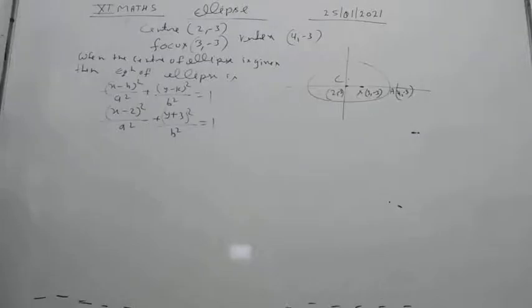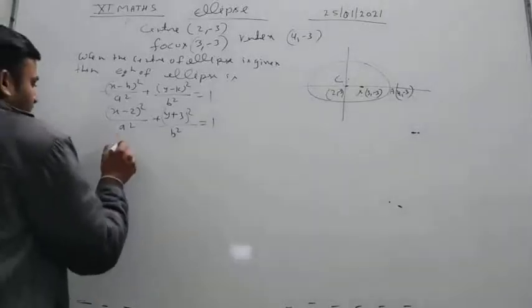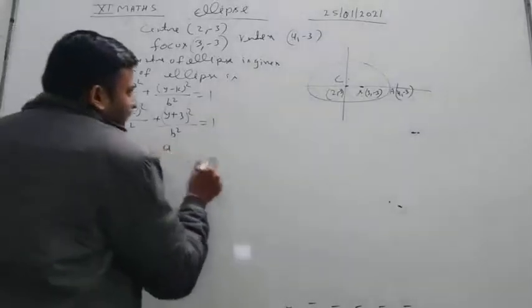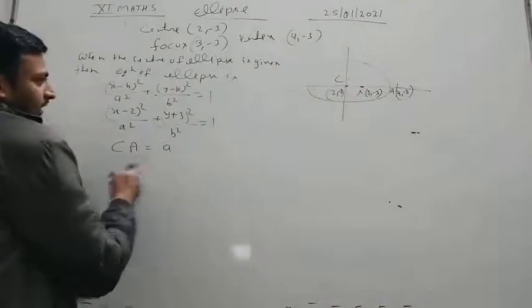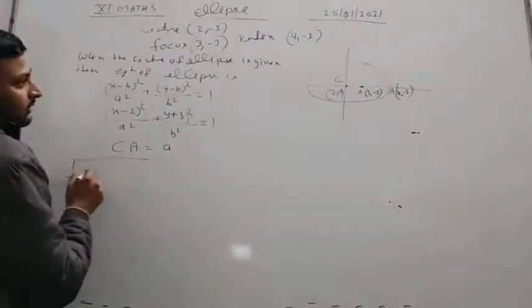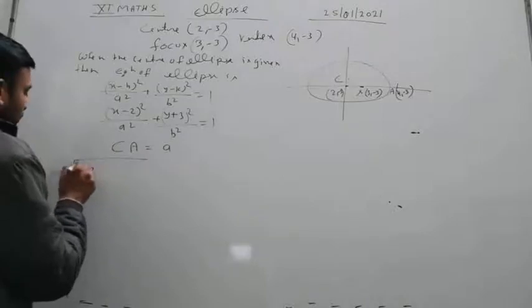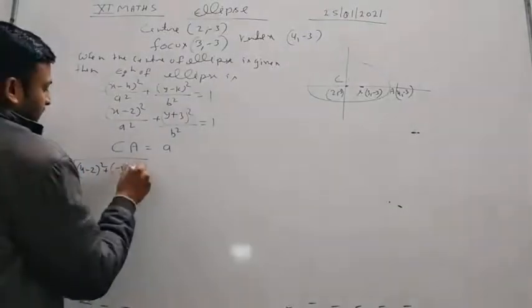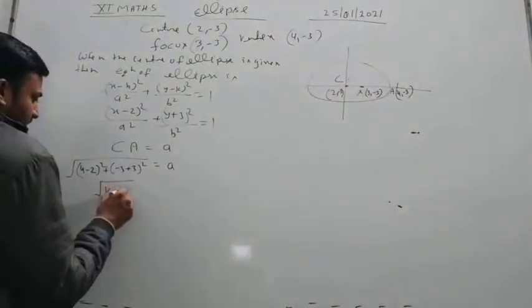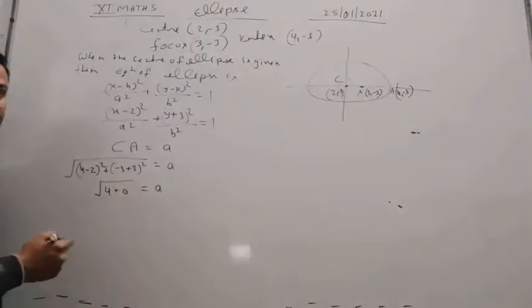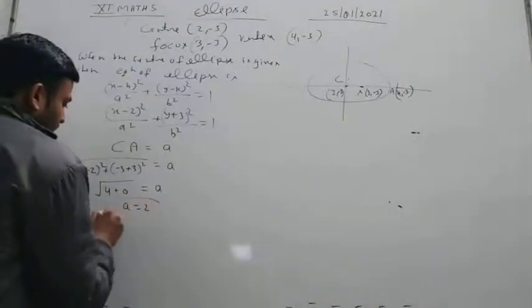Okay. Now students, we are seeing that our distance between center and vertex is this is a. So students, we are seeing that CA is equal to a. This is our vertex. This is minor axis. So we write CA is equal to a, and this is under root (4 minus 2) whole square plus (minus 3 plus 3) whole square is equal to a. So this is, student, 4 plus 0 is equal to a square.